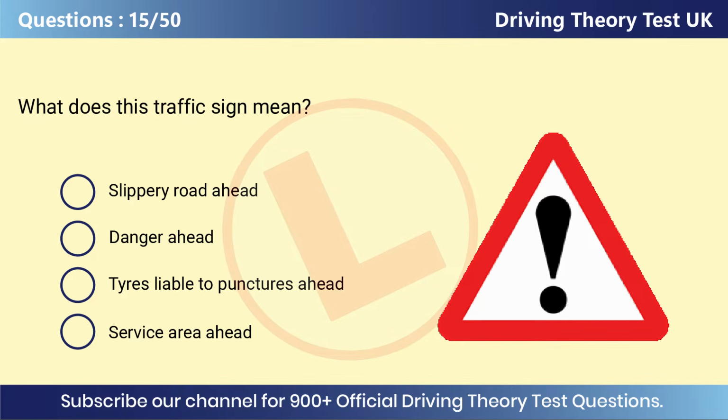Question 15. What does this traffic sign mean? A. Slippery road ahead. B. Danger ahead. C. Tires liable to punctures ahead. D. Service area ahead. The answer is B. Danger ahead.